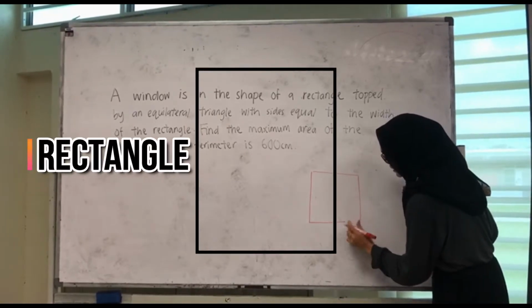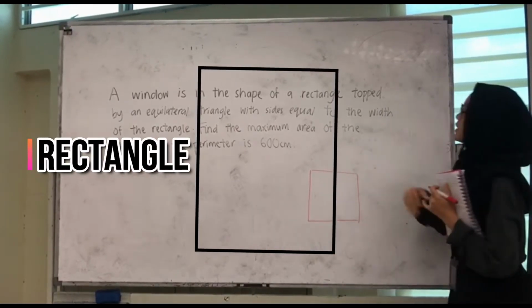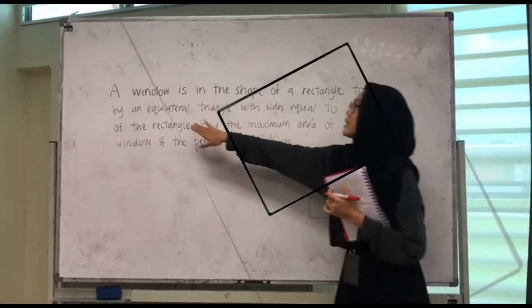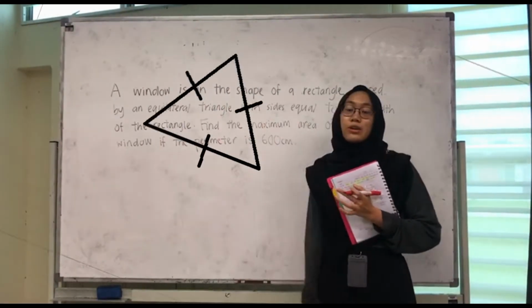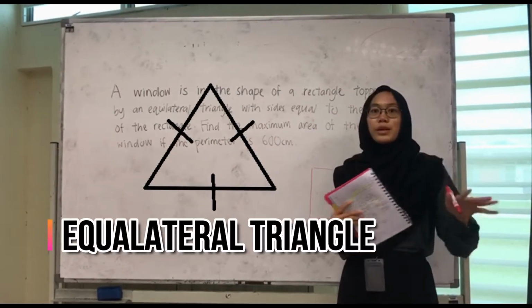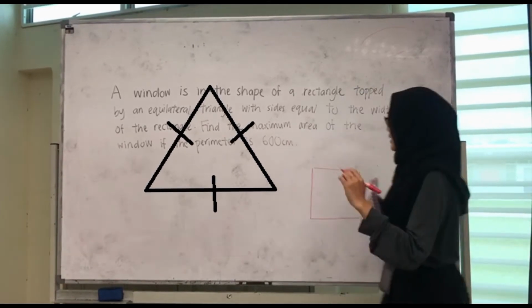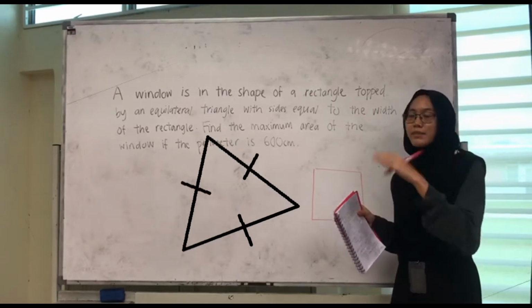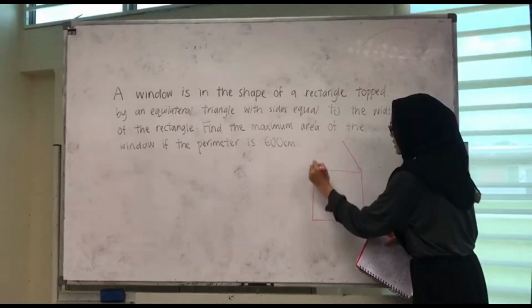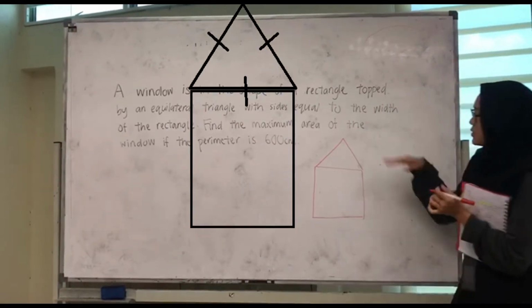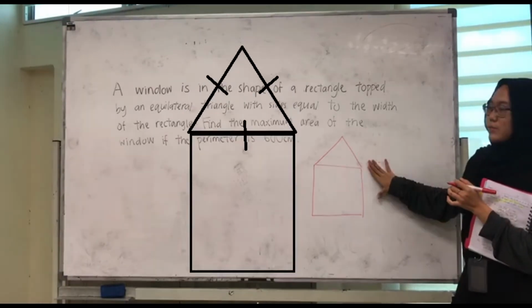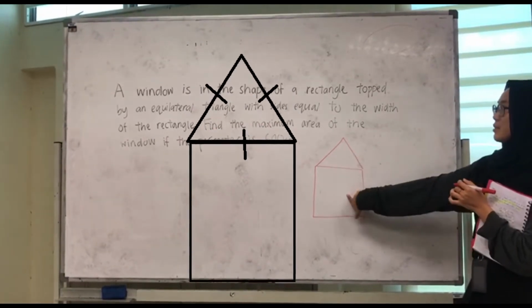Let's say this is the rectangle, and it is said that it is topped with an equilateral triangle. When we talk about an equilateral triangle, we know that the triangle has the same length for every side. So basically this is our window. We have an equilateral triangle and a rectangle.